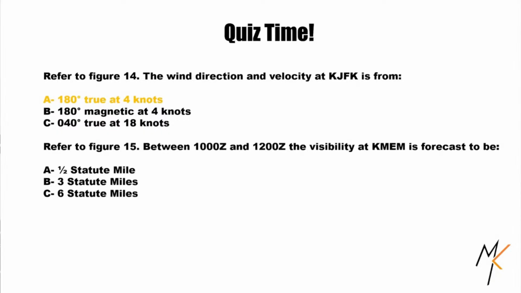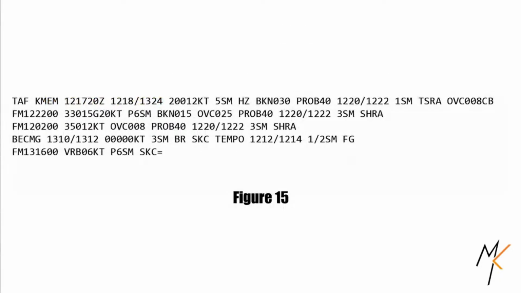Second question. Between these dates and times, the visibility at KMEM is forecast to be what? Let's look at the TAF provided. Do you remember where we will find our information regarding dates and times? Whenever a TAF is giving us weather information for a specific date and time, it will be one of the first items listed.